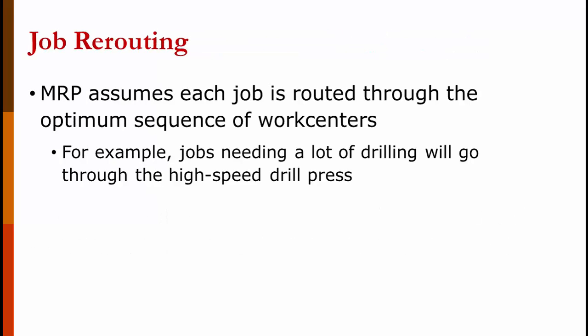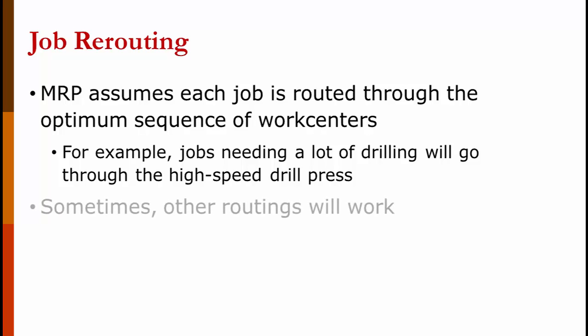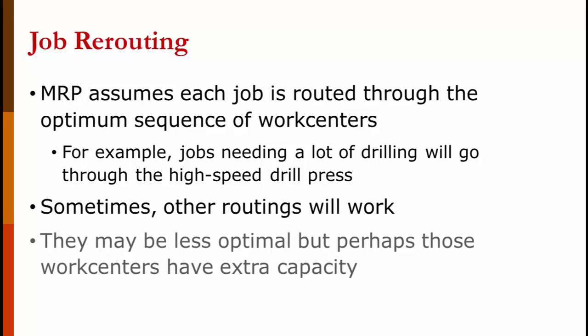MRP assumes that each job is routed through the optimum sequence of work centers for that job. For example, a job with a lot of drilling would go through the high-speed drill press. Sometimes other routings might work. For example, sending the product that needs a lot of drilling through the low-speed drill press. It's less than optimal, but it might be a way of getting the extra capacity you need by taking part of the overworked high-speed drill press and giving some of its work to the underworked low-speed drill press.